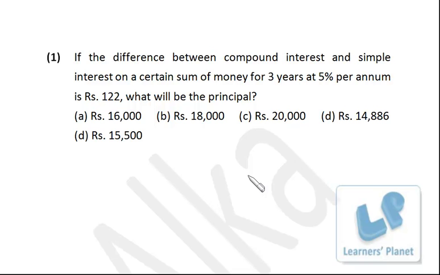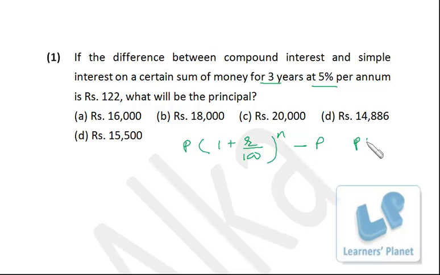If the difference between compound interest and simple interest on a certain sum of money for 3 years at 5% per annum is rupees 122, what will be the principal? Okay, now what is the formula for compound interest? We just go for a quick recap. Compound interest is P(1 plus R by 100) raised to N minus P. This is the compound interest.